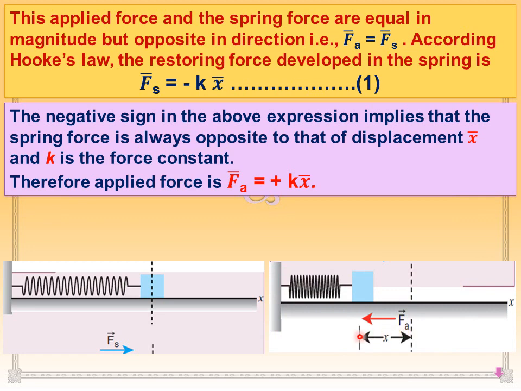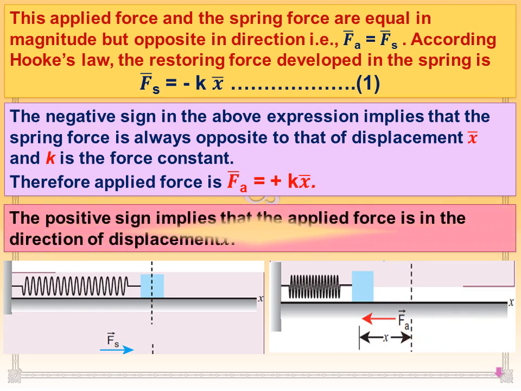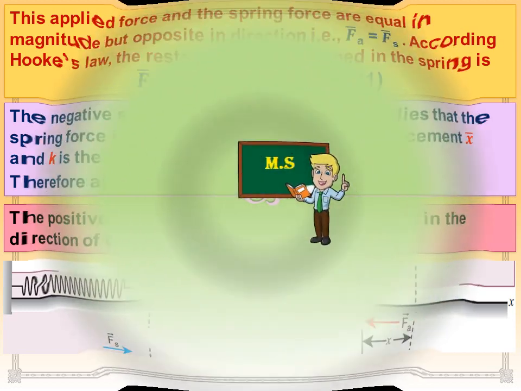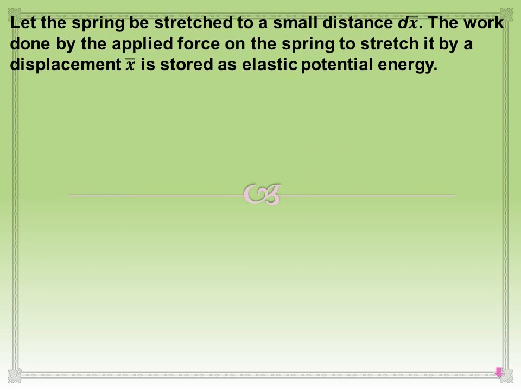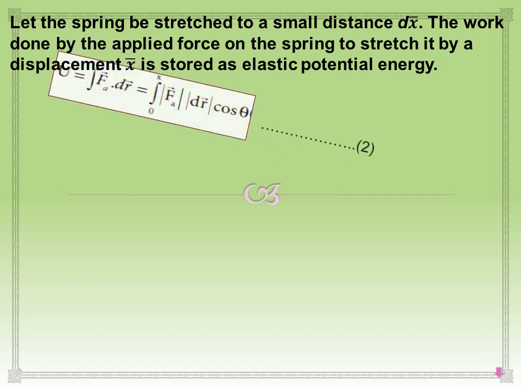See, this is the elongated area due to the force Fa. The positive sign implies that the applied force is in the direction of displacement, which is x. Let the spring be stretched to a small distance dx vector. The work done by the applied force on the spring, stretching it by a displacement x vector, is stored as an elastic potential energy.